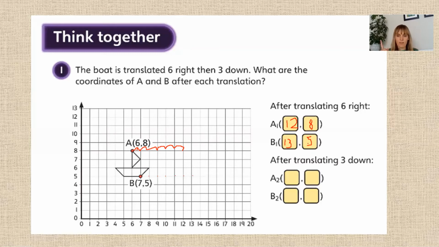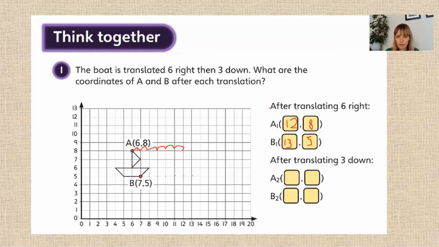Now, I noticed something there, because after translating 6 places right, we could have actually just done, we know that our first coordinate is our x-axis, which is our across axis. So really, look, it's gone from 6, 8 to 12, 8. So what's happened is we've actually just added the 6 to that first coordinate, because 6 and 6 is 12, which made 12, 8. And then the same for B, 7, 5. If we did 7 add 6, it got to 13, which is 13, 5. So that's something worth remembering, isn't it, when we're translating? Sometimes we can use some of our knowledge to speed it up a bit.